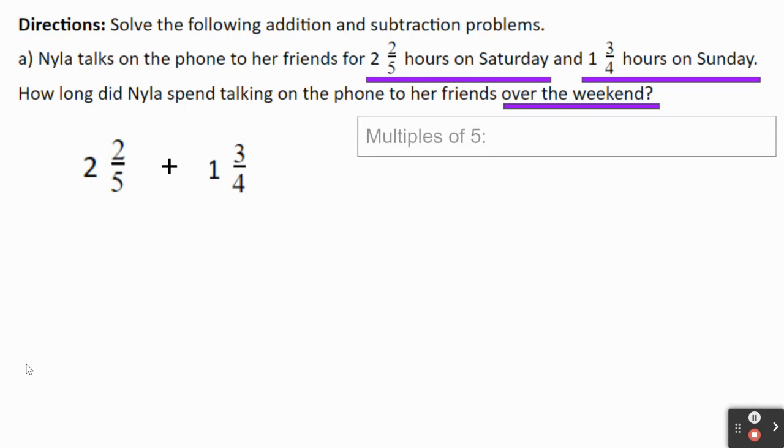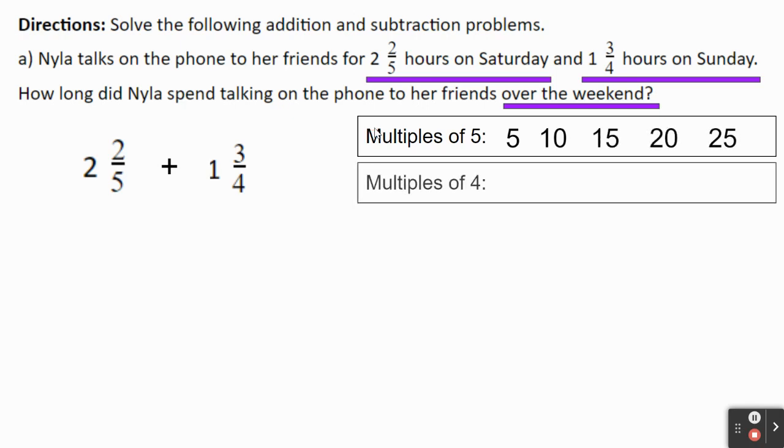To do this, we're going to list out our multiples of 5 and then of 4, since those are our denominators in our fractions. Our multiples of 5 are 5, 10, 15, 20, and 25. Now we'll list the multiples of 4, which are 4, 8, 12, 16, and 20. If you look carefully at both of these lists, we can see that the number 20 is found in both lists. This means that when we create equivalent fractions, our common denominator is going to be 20.